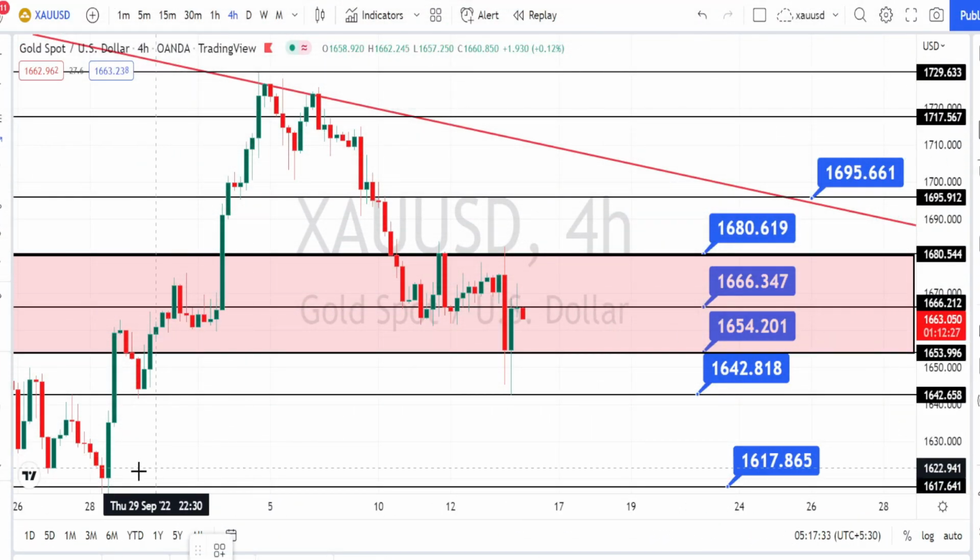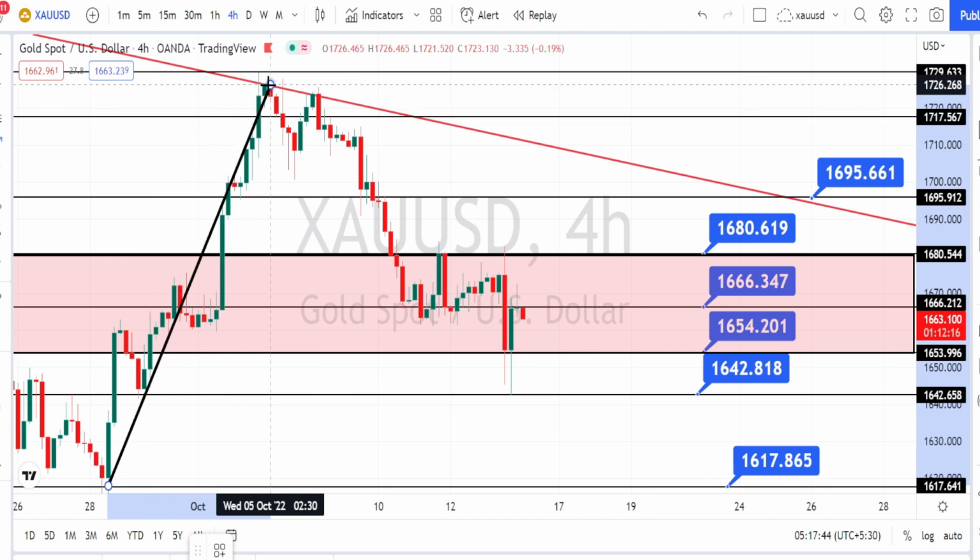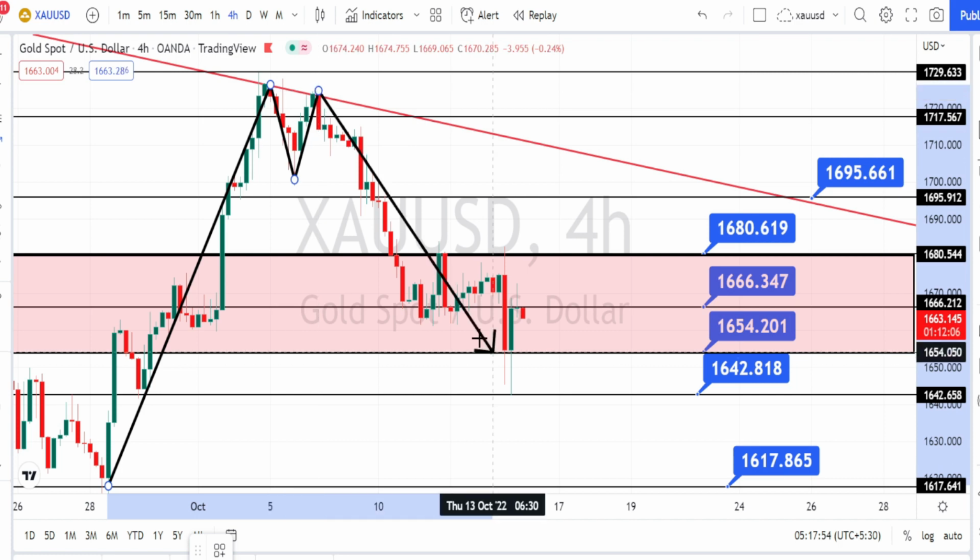I am in 4 hours time frame. When we look at the price action in 4 hours time frame from the support level of 1617, we have noticed it to trend on the bullish side retracement and it made a double top pattern, and currently it is on a process of completing this double top pattern.